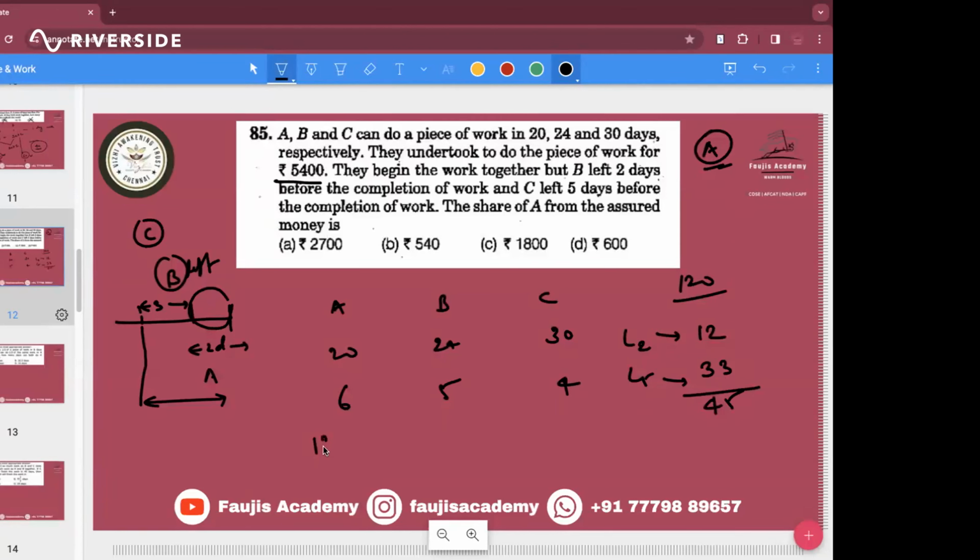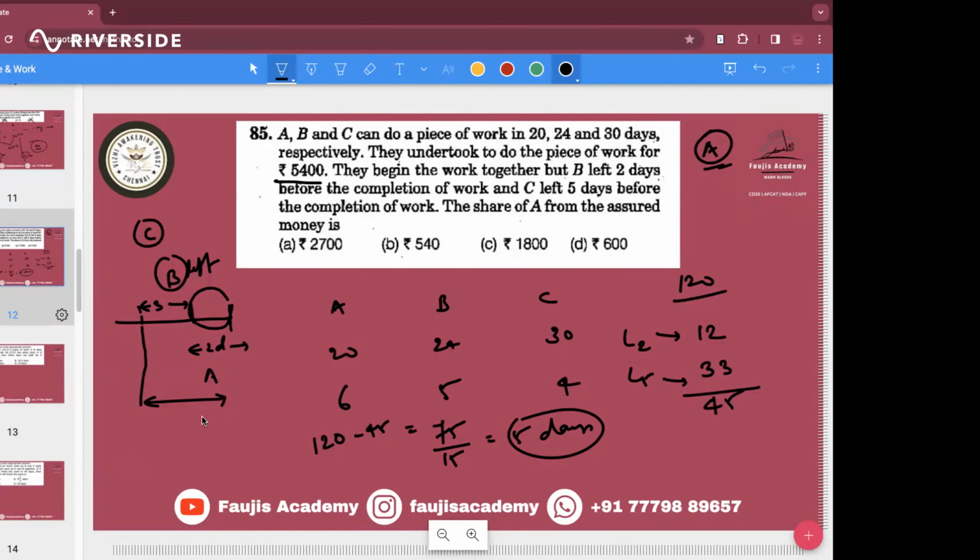What was the total work? 120 minus 45. That means it is equal to 75. And this 75 work was done by all 3 of them. And all 3 of them are doing 15 work together. So that means 5 days of work happened. Right. So if 5 days of work happened, what was their share? Okay. 5 days of work happened.